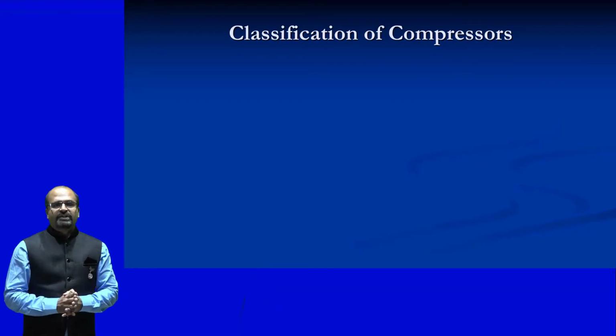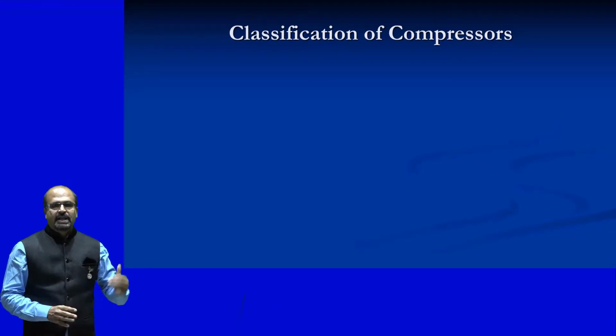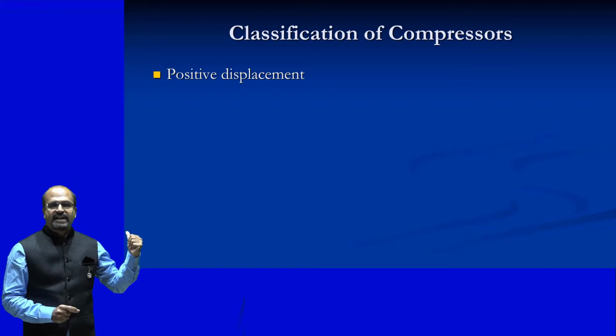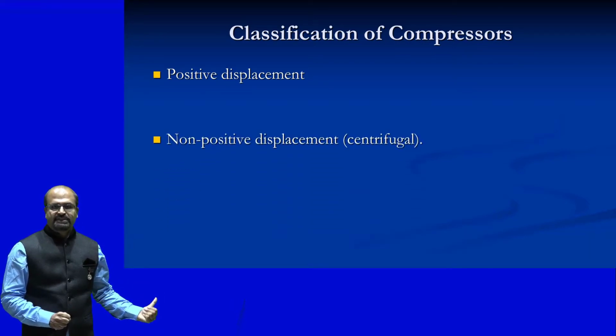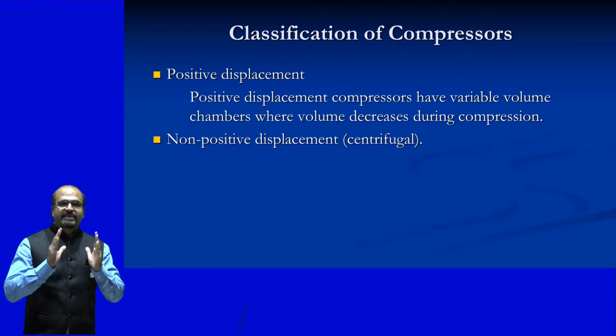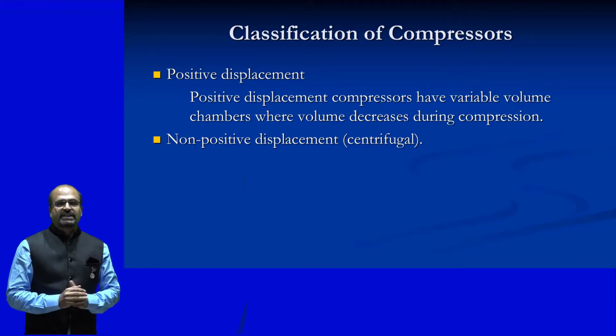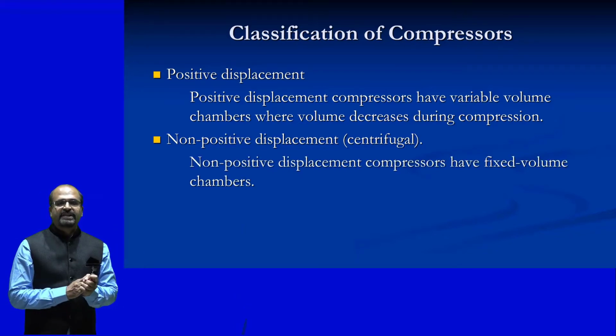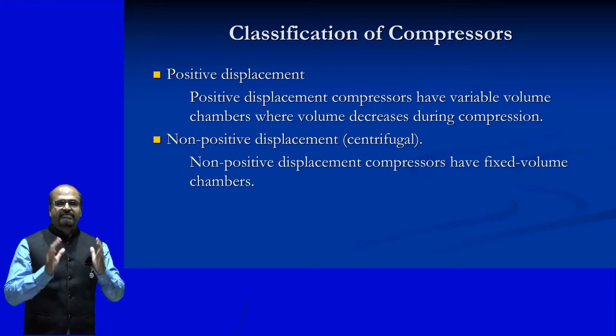There are two important classes of refrigerant compressors: positive displacement compressor and non-positive displacement compressor. Positive displacement compressors have variable volume chambers where the volume decreases during compression process, while non-positive displacement compressors have fixed volume chambers where the pressure is increased due to conversion of kinetic energy into pressure energy.